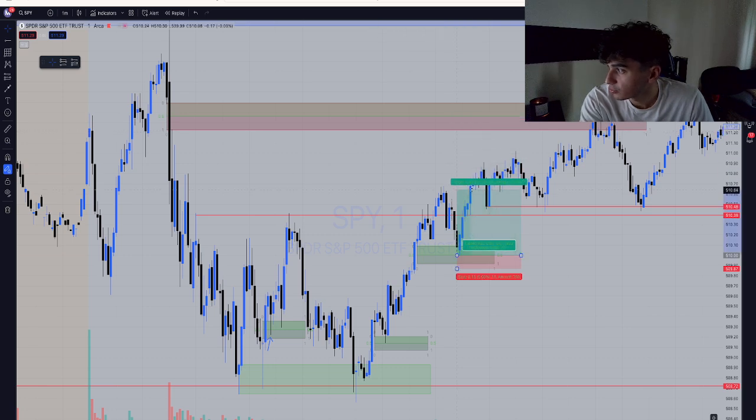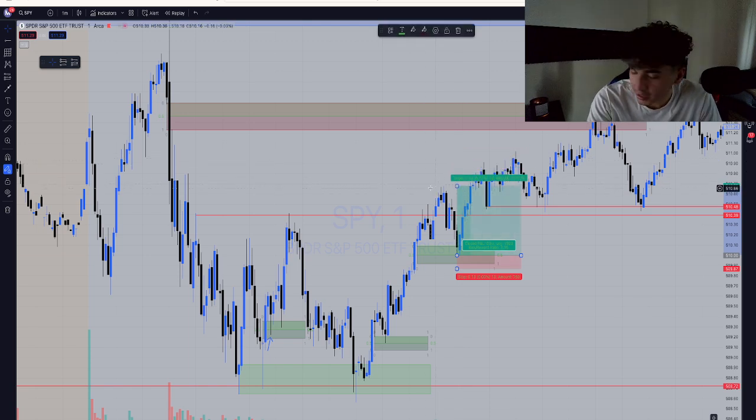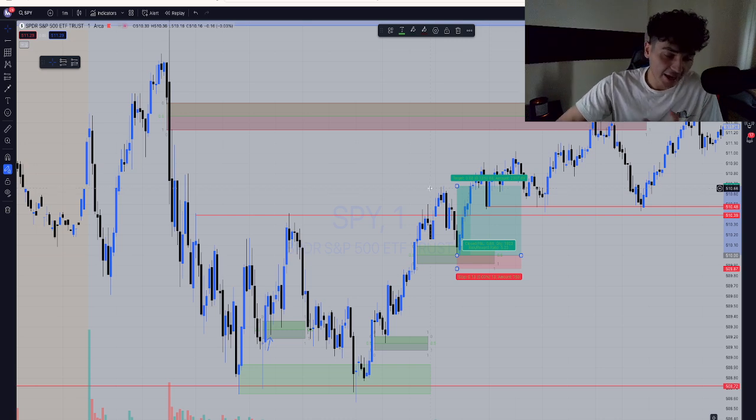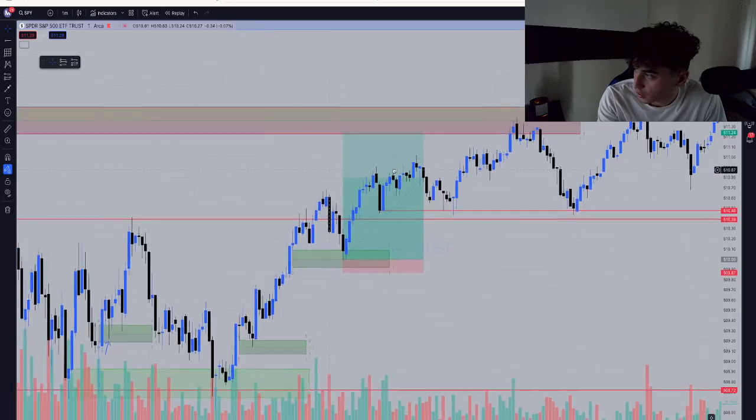Or you can target up here, or let's say you target your previous highs. When you get to the previous highs, you take a large chunk of your position out. You take your main profits, and then when you take your main profits, that's when you leave your runners to continue running back to the upside.